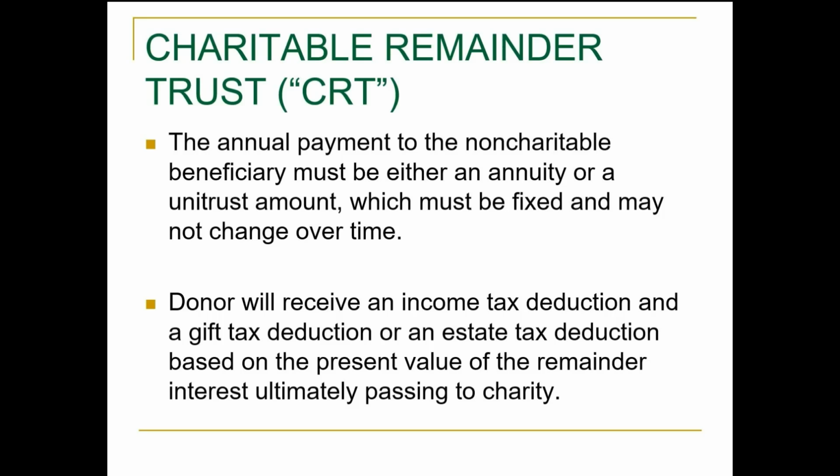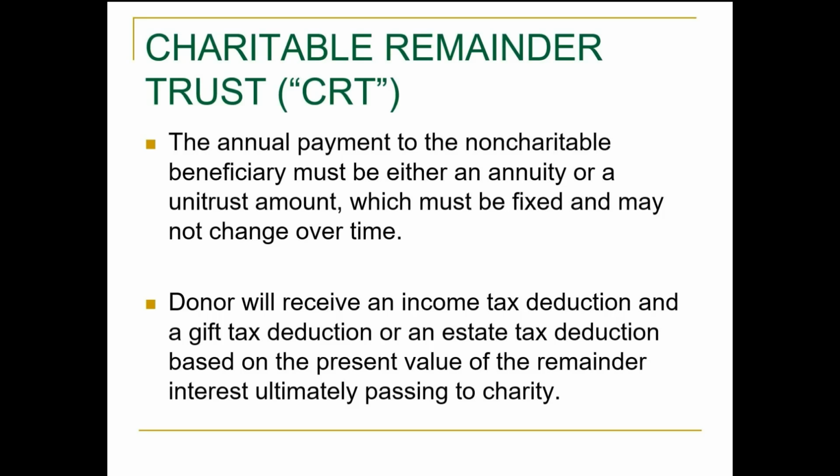So when a CRT is established through a trust agreement, that agreement needs to set out either what that annuity amount is, or for the unit trust, it would be a percentage of the assets. Generally, what we will see is a percentage of the assets as determined December 31st of the prior year. There are some variations on that, but as I said, it has to be set out in the initial trust agreement what that annual payment is, and how that annual payment is to be calculated and paid out.